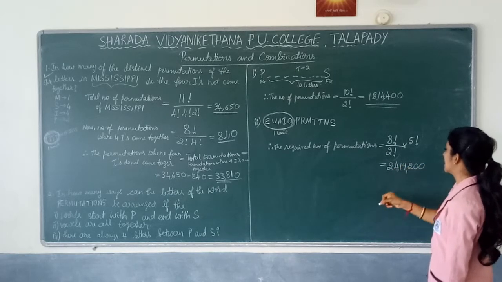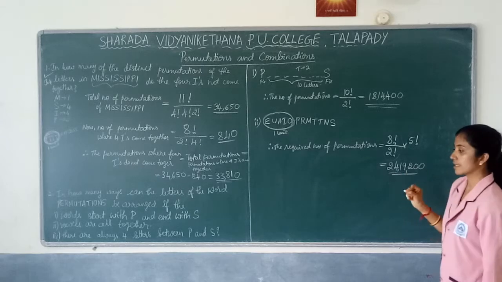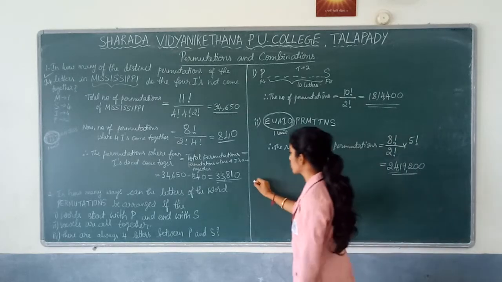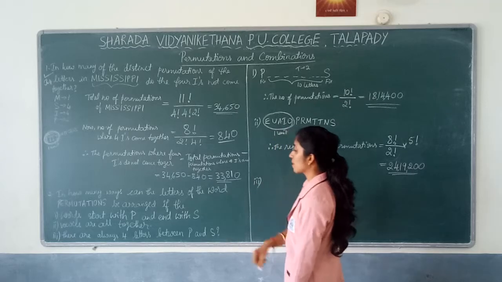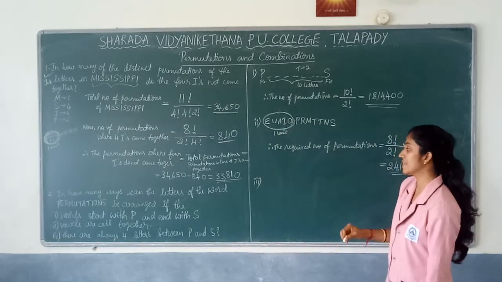This answer you will get when you simplify. Okay. That is about the second. Now the third one, you see. The third one is what? There are always 4 letters between P and S.